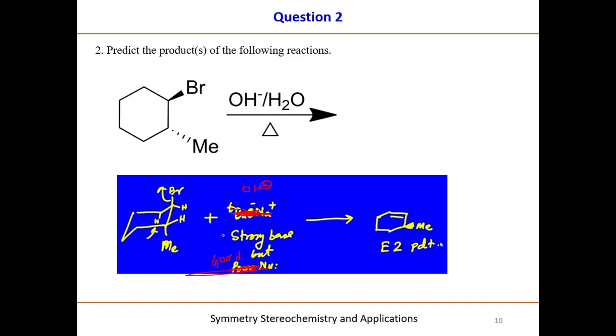So here what will happen? As in the SN2 pathway, bond breaking and bond making happen simultaneously. So Br is a good leaving group. The nucleophile will attack from the backside, and we will get the product this way.